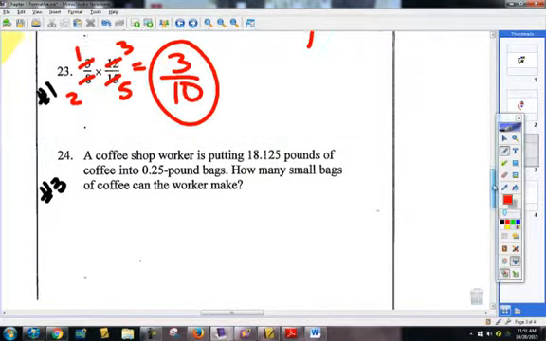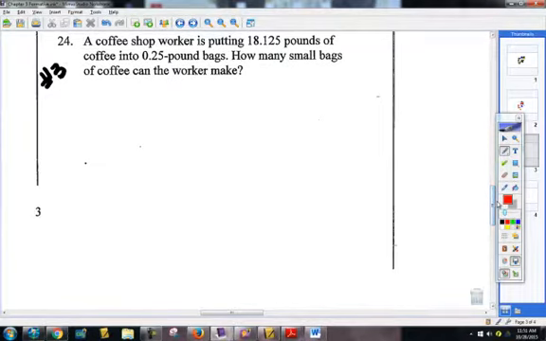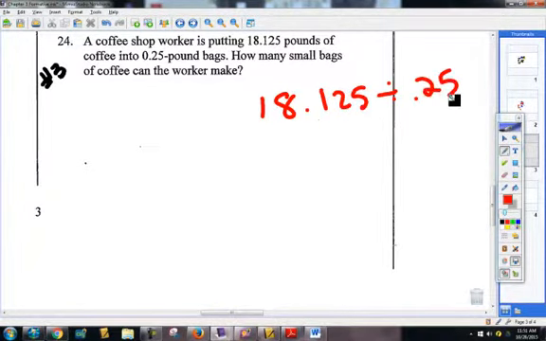A coffee shop worker is putting 18 and 125 thousandths pounds of coffee into 0.25 pound bags. How many small bags of coffee can the worker make? So what's being divided here? What's the dividend here, guys? Yep. So I'm doing this: 18.125 divided by 0.25. What's the first thing that jumps out at you as an issue?